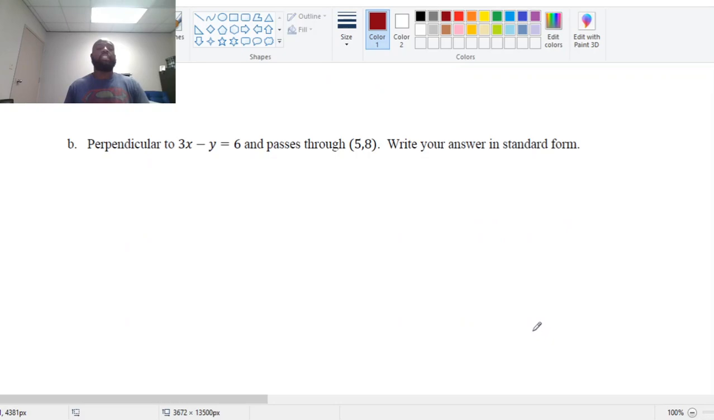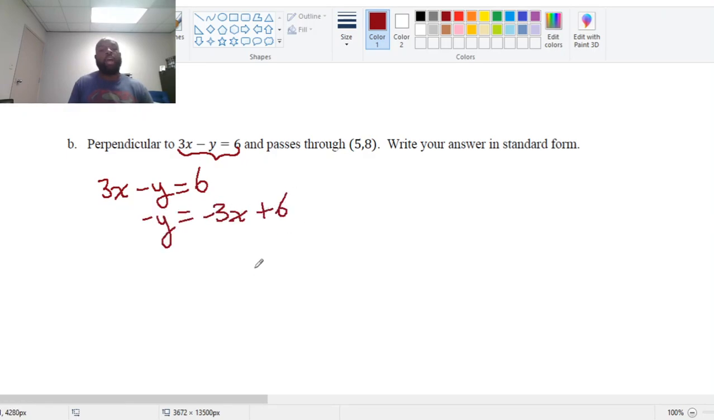Let's create the equation of a line that's perpendicular to this line that passes through the point (5, 8). And again, we're going to write it in standard form. So again, I've got to figure out what the slope of this line is, right? So remember, we solve this for y and get into slope-intercept form so that we can see the slope visually. So I subtract 3x from both sides, divide both sides by -1. I get y equals 3x minus 6. So the slope of this line is +3.